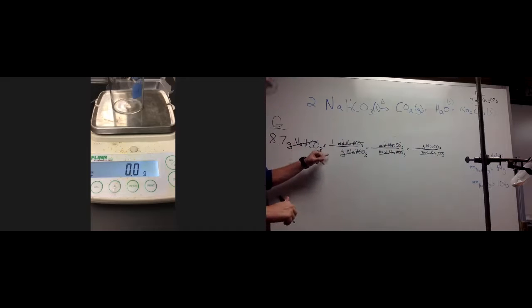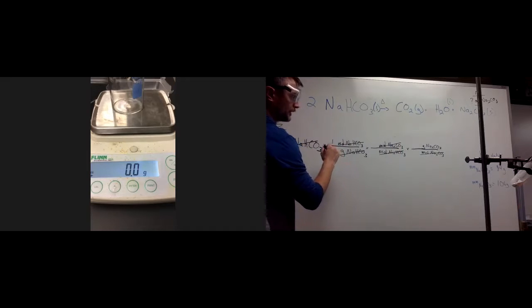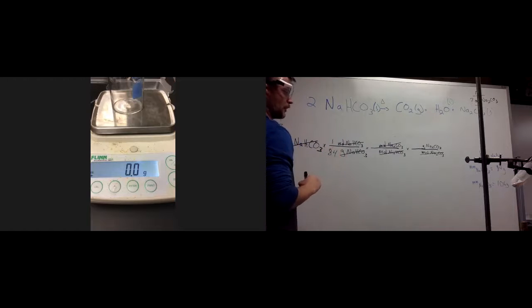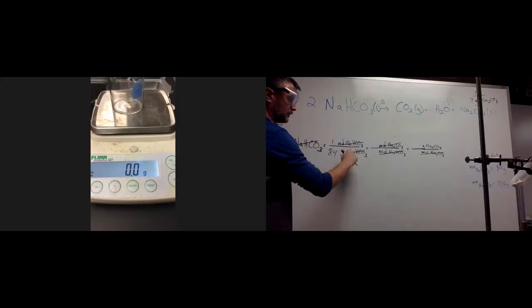Remember the note cards that we talked about, right? Moles over grams, I go to the periodic table. When I look at the periodic table, I get 84 grams as my molar mass: 16 times 3 plus 12 plus 1 plus 23.